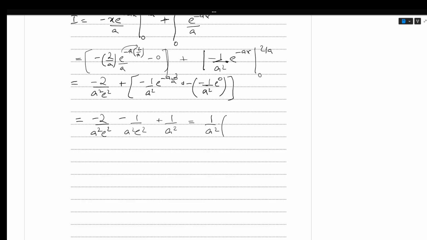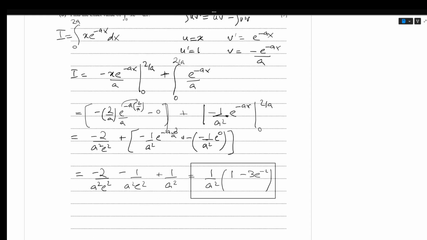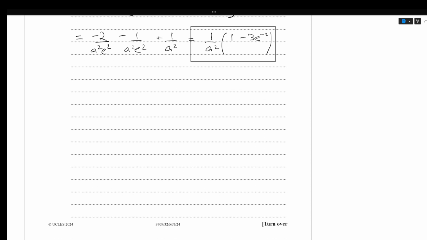If I take 1 over a square common, I get 1, and then -3 over e square. I can write this just as e to the minus 2, and this will be our answer to part B.